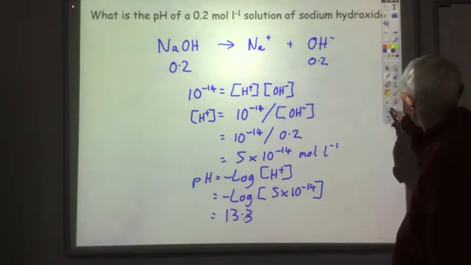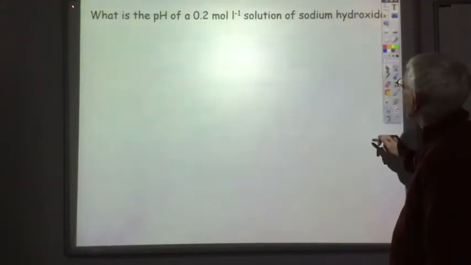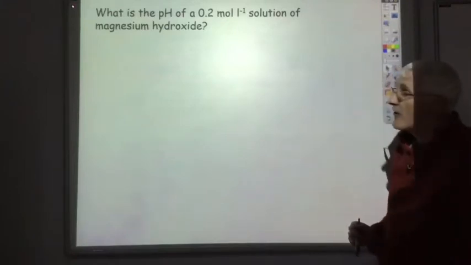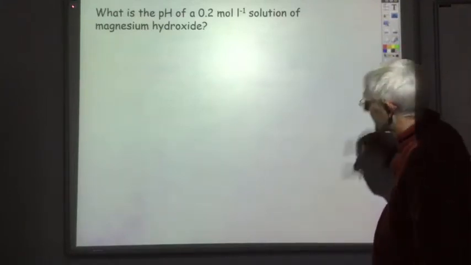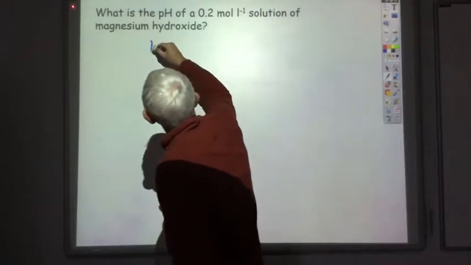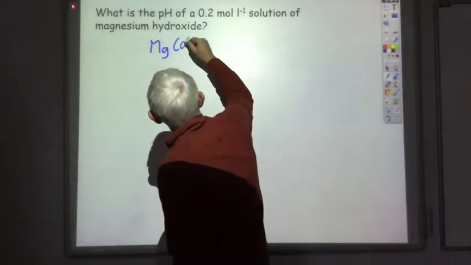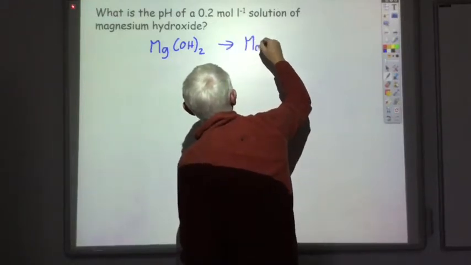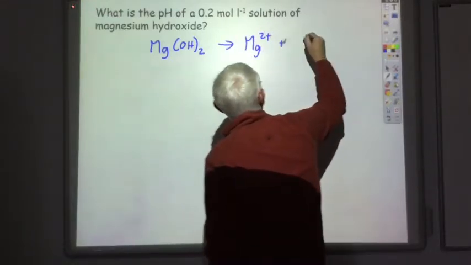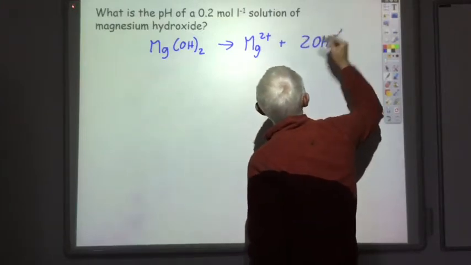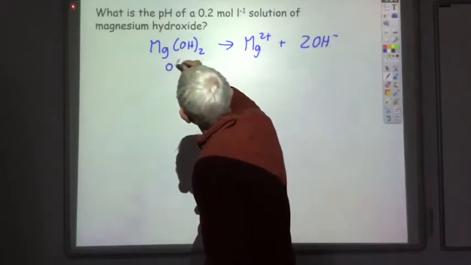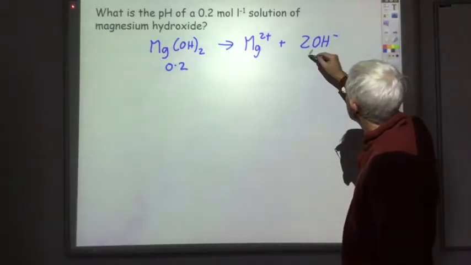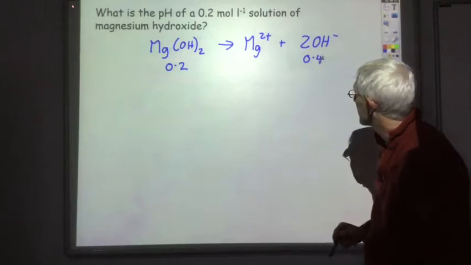Okay, let's try one more. What is the pH of a 0.2 mole per litre solution of magnesium hydroxide? Difference in this case is that when the magnesium hydroxide dissociates, it produces 2 moles of hydroxide ions. So if our magnesium hydroxide concentration is 0.2, our hydroxide concentration will be 0.4.